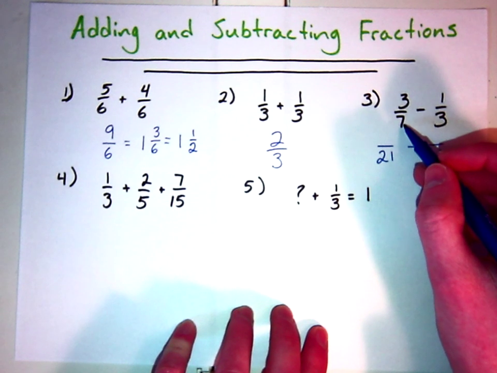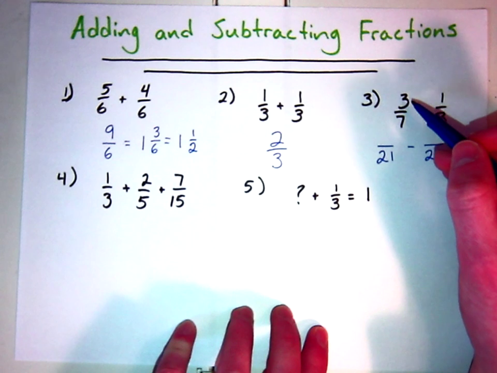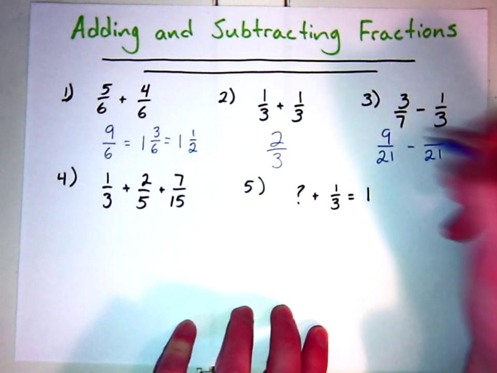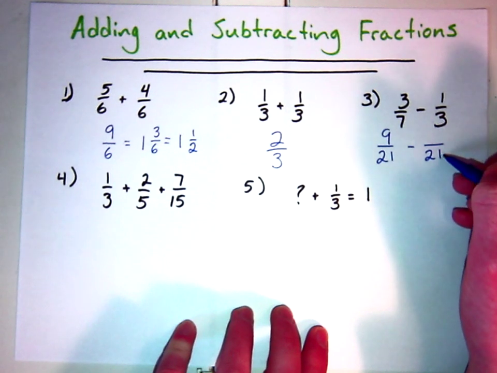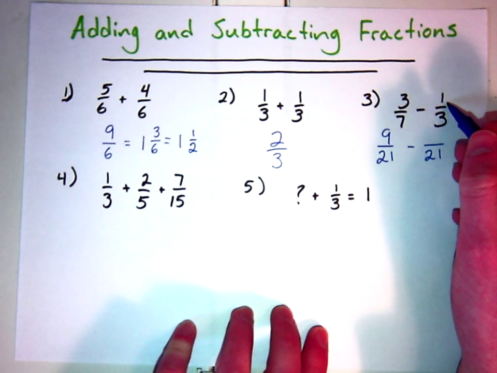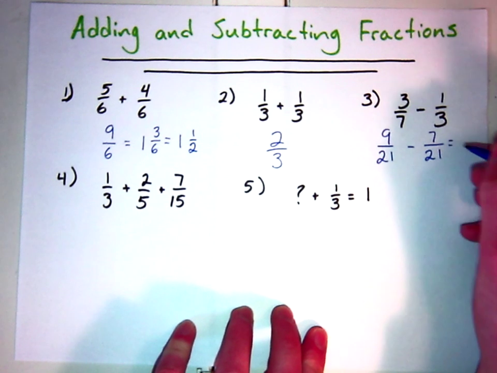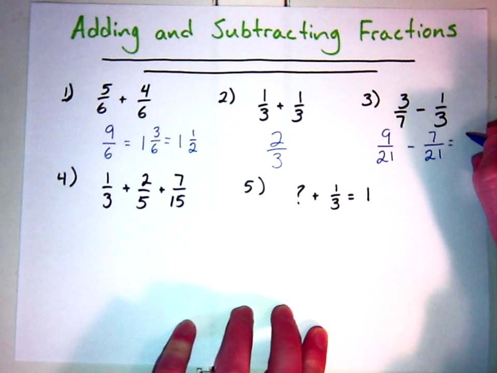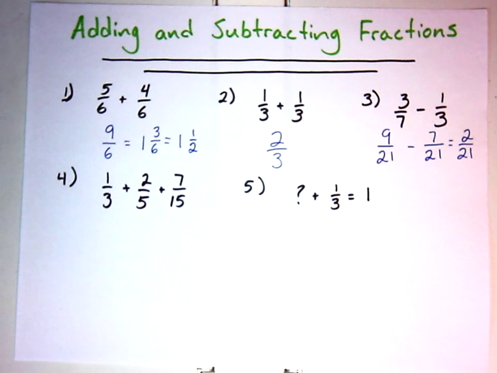Well, what did I do to 7 to get it to 21? I multiplied 7 by 3. If I multiplied 7 by 3, I have to multiply the numerator by 3 also. So it's 3 times 3, that will get me 9. What did I multiply 3 by to get me to 21? I multiplied 3 by 7, which means I need to do the same thing to the numerator. So 1 times 7 is 7. Then my numerator is going to be 9 minus 7, which is 2, and 21 remains my denominator. Can it be simplified? It cannot. 2 and 21 do not have any common factors.